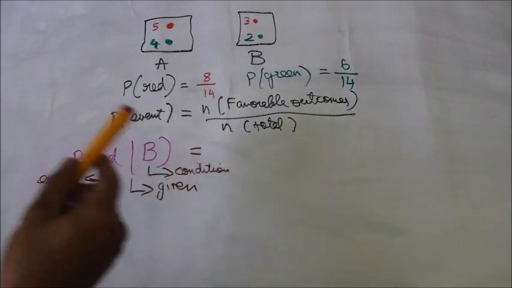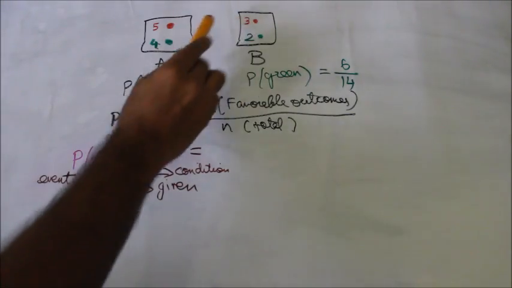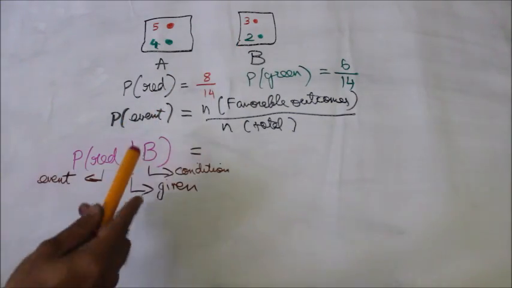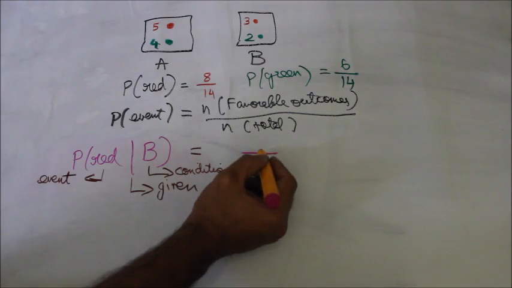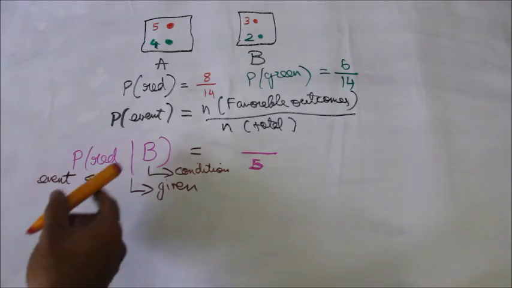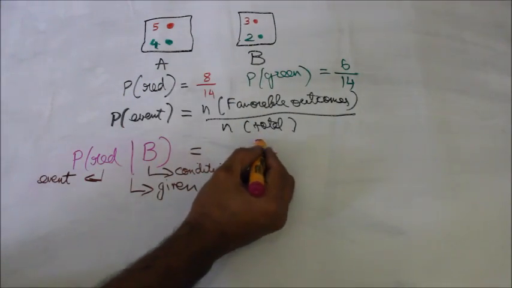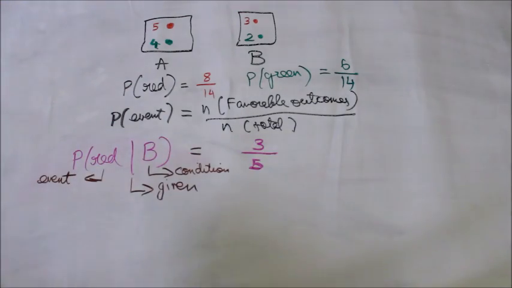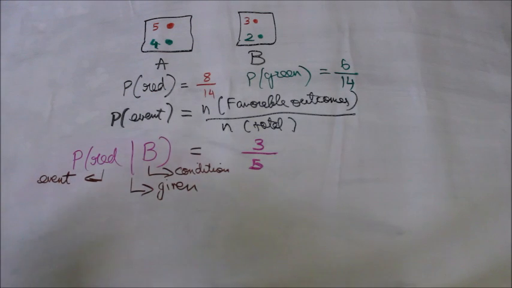Now we know that the sample space has changed. Initially we were looking at 5 plus 4 plus 3 plus 2, all the balls in A and B. Now we're just looking at the balls inside box B because that's the condition given, and hence the total number of outcomes becomes 3 plus 2, 5, and the number of favorable outcomes is 3 red balls in box B, so the probability becomes 3 by 5. Notice that P of red given B is different from P of red, the probability the ball is red, because you've changed, in a sense, the sample space.